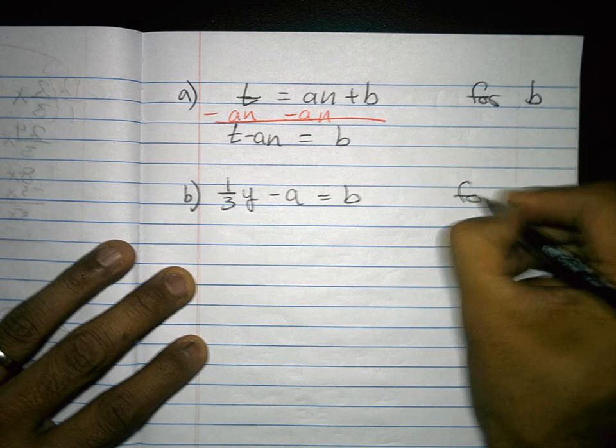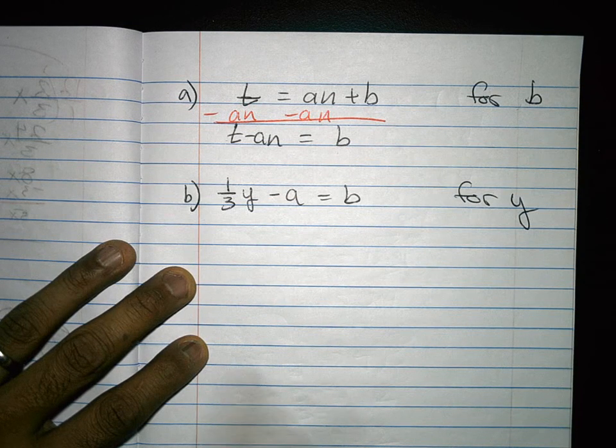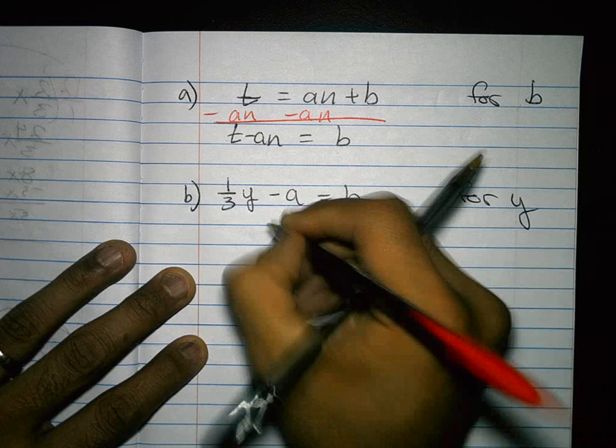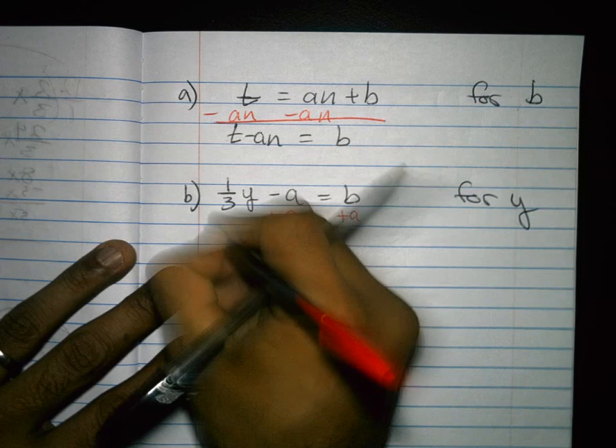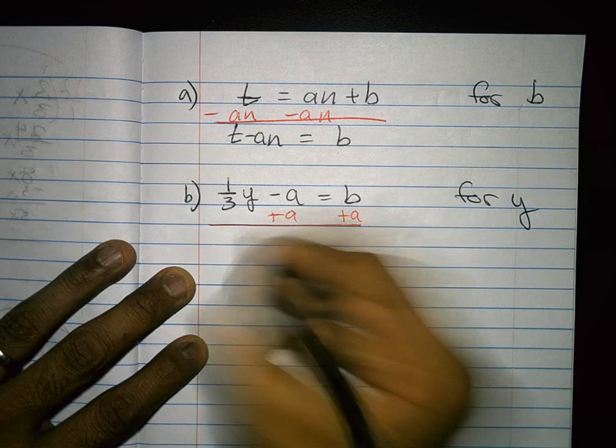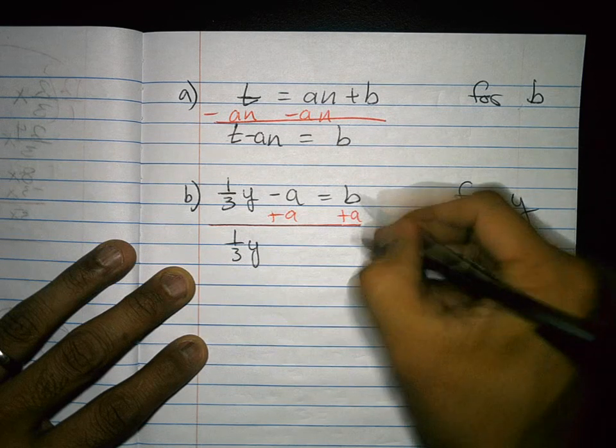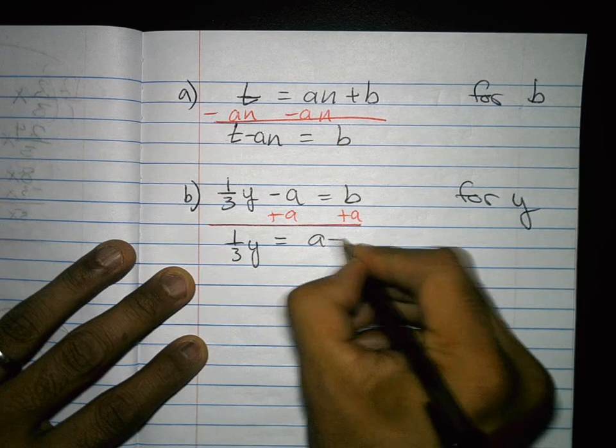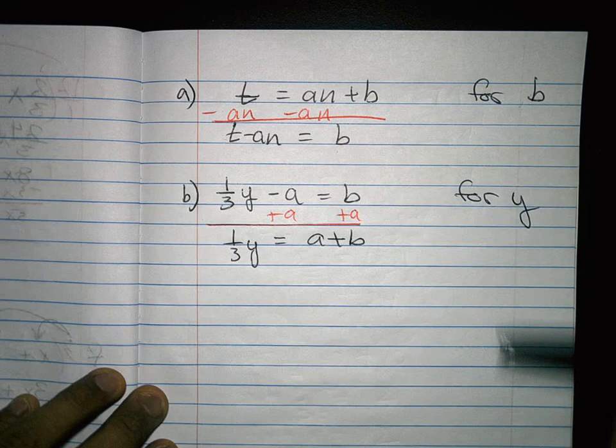Okay, and we're solving this one for y. So I got to get that y by itself. The first thing I'm going to do is add this a to both sides. And I cannot combine these because they're not like terms, so I'm just going to write them. That's where a lot of people get themselves in trouble.